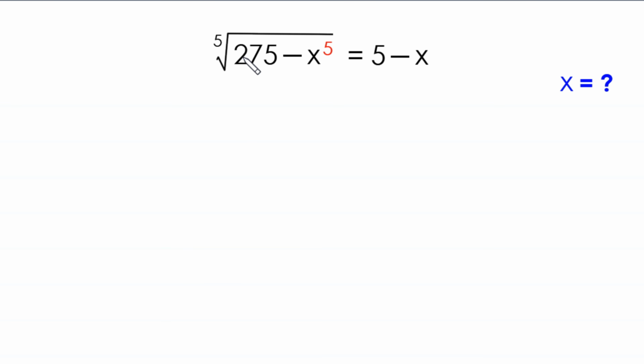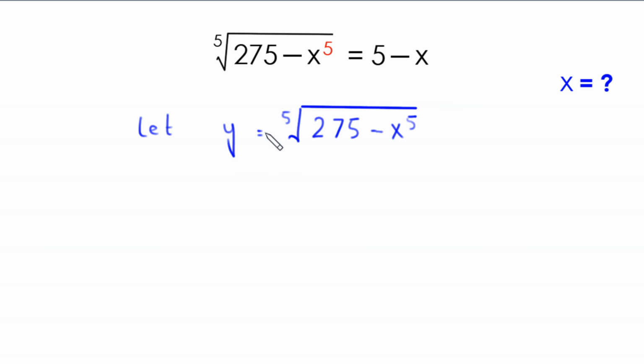Fifth root of 275 minus x to the power 5 equal to 5 minus x. Our job is to find all possible values of x. So let's start. First we suppose that y is equal to this expression, fifth root of 275 minus x to the power 5.